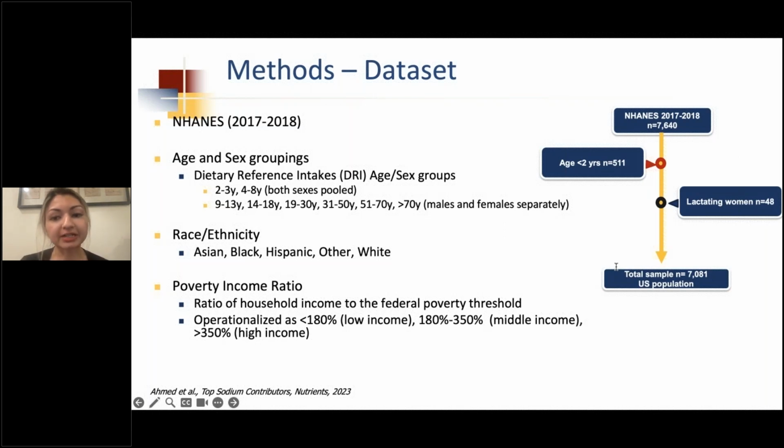As I mentioned earlier, analyses were completed for the overall population and by dietary reference intake age sex groupings as listed right here on the slide, as well as by the ethnic groups that were defined as per self-reported data collected at NHANES. And household income groups were defined using the poverty income ratio, which represents the ratio of household income to the federal poverty threshold. And they're grouped according to the cut points as listed right here.